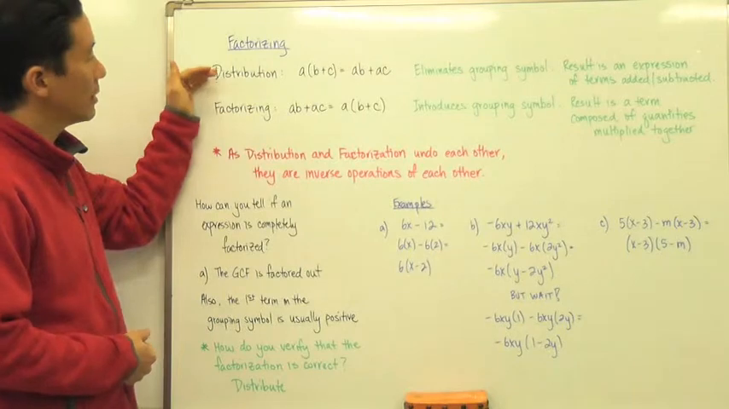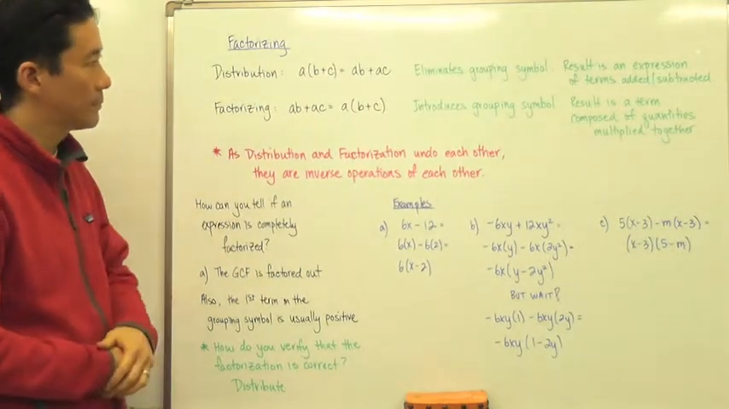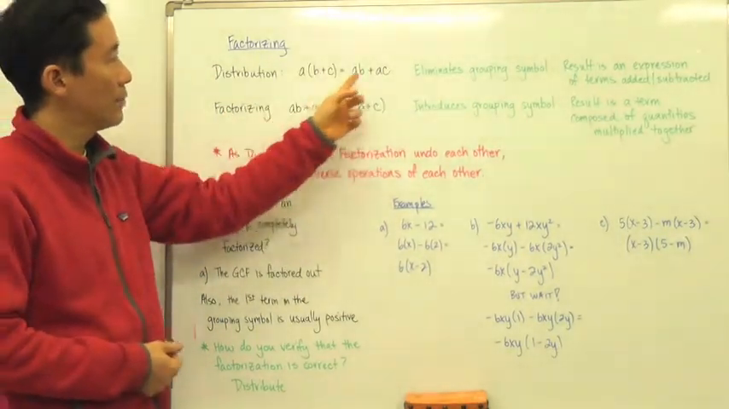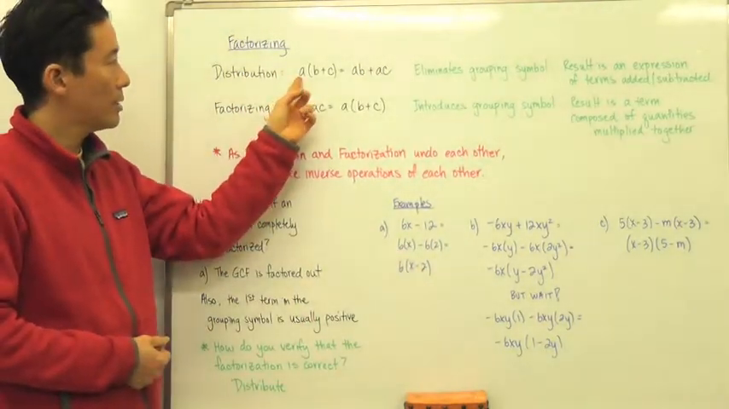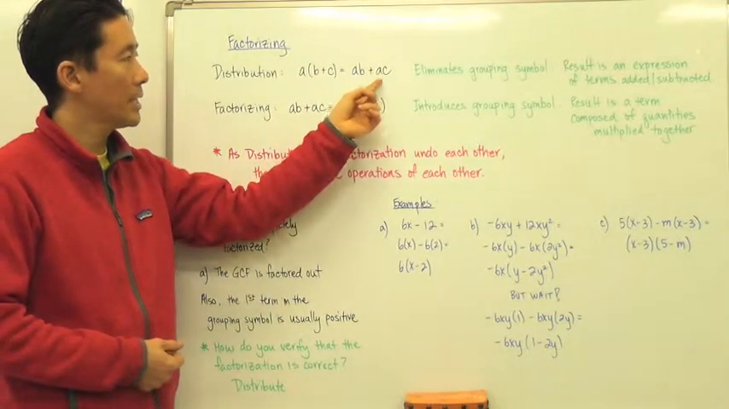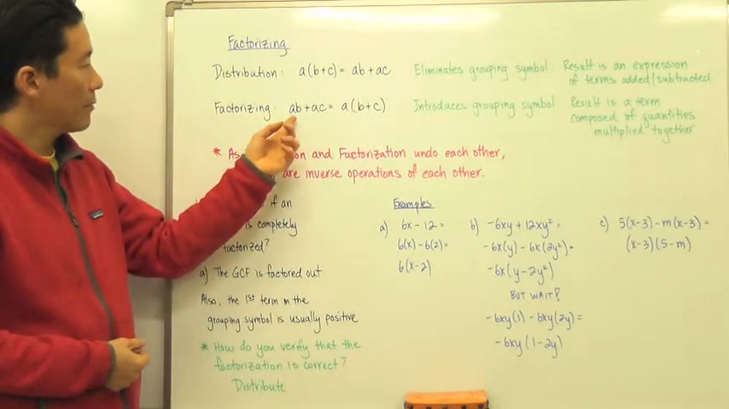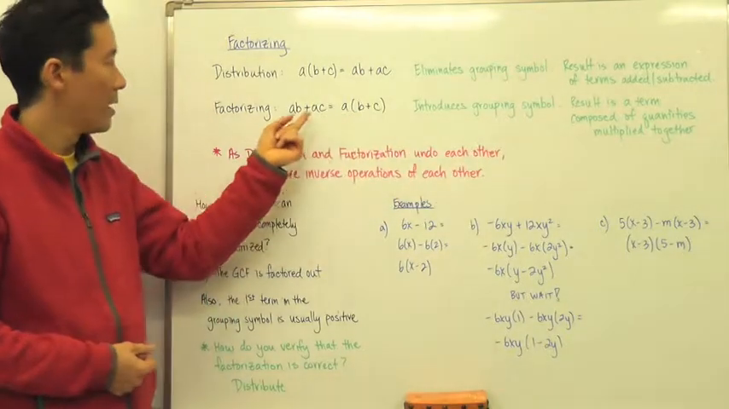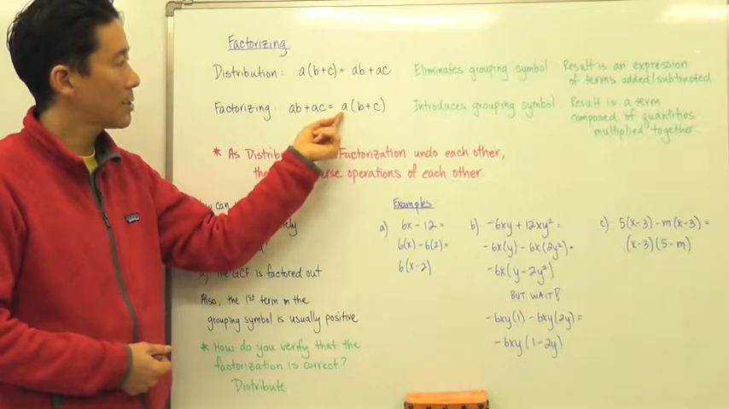So let's take a look at what the differences and the similarities are between distribution and factorizing. Now, one of the things that we should notice when we're talking about distribution is that it eliminates the grouping symbol. So when I distribute the A to the quantity B plus C, then I come up with AB plus AC. There's no longer any need for any grouping symbols. On the other hand, when I take a look at factorizing, factorizing actually introduces a grouping symbol. So what I have here is AB plus AC, and notice that the result is actually going to have a grouping symbol there.